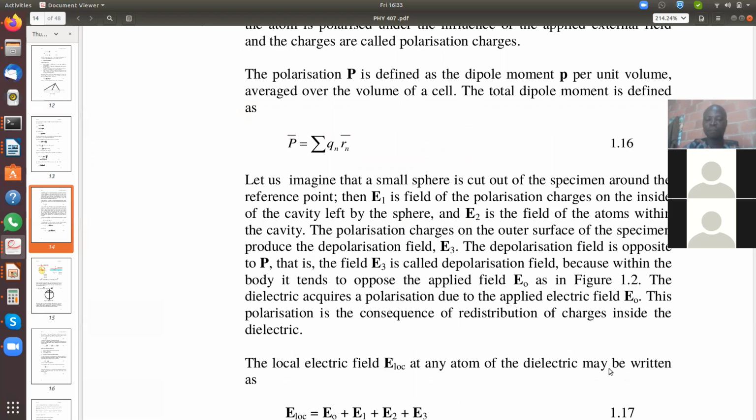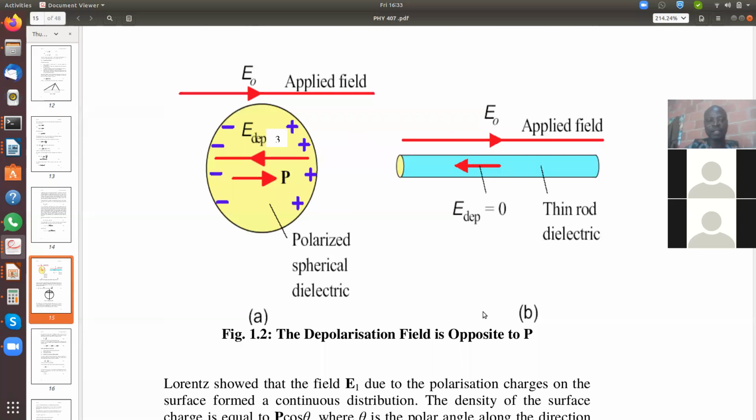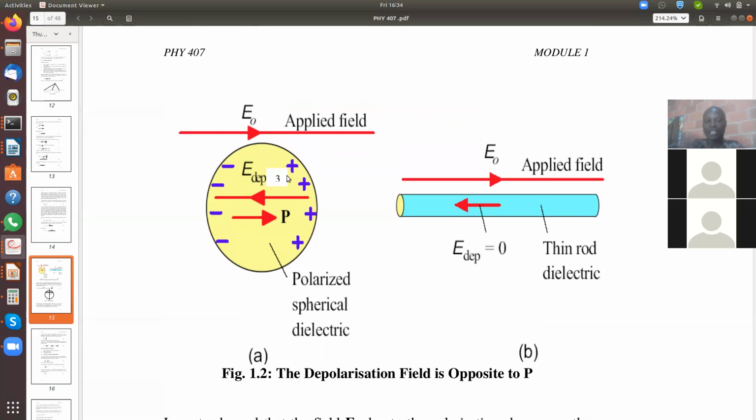So what I'm trying to say is that if you look at figure 2 here now, they cut this part, and this is the applied field, going like this. The depolarization field is moving in the opposite direction of this field. So they are not moving in the same direction, but in the opposite direction. And the charges are separated: you have negative charge on one side and positive charge on the other side.